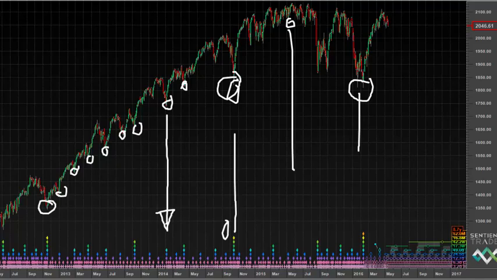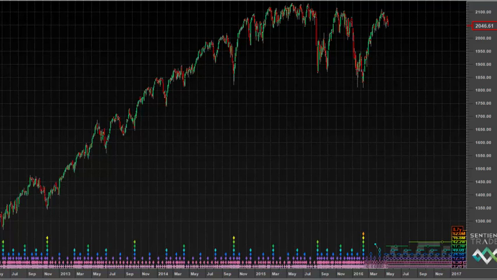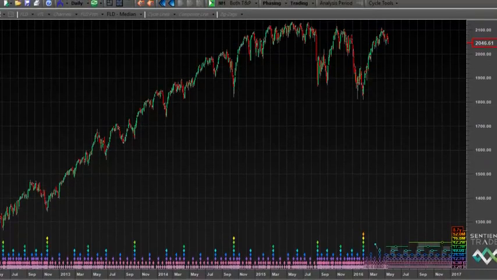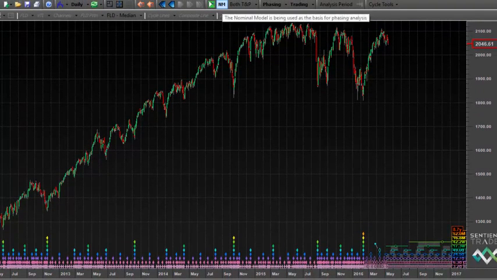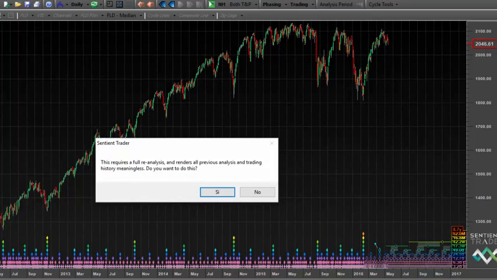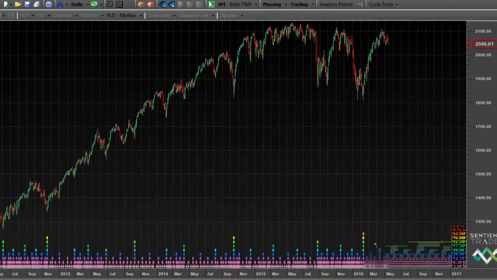Exactly. So you know that Sentient Trader can perform an analysis where it refers to your nominal model and finds cycles as close as possible to that nominal model. The initial cyclic model setting, and there's a button up here in the toolbar, I can show it to you. There's the button, it says NM, and it tells me that the nominal model is being used as the basis for phasing analysis. If you click that button, it will change to ICM, and it gives you a sort of threatening message, so we're going to say no to that.